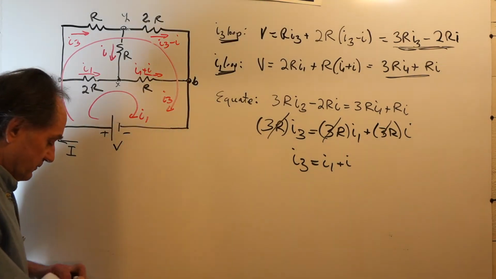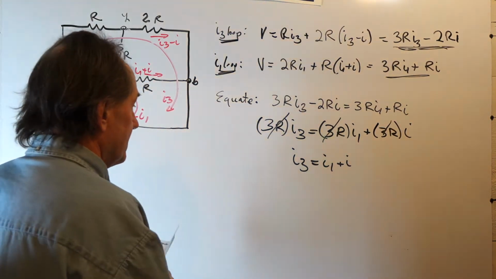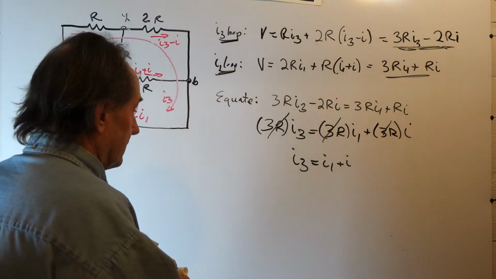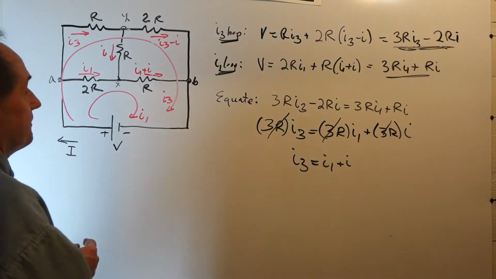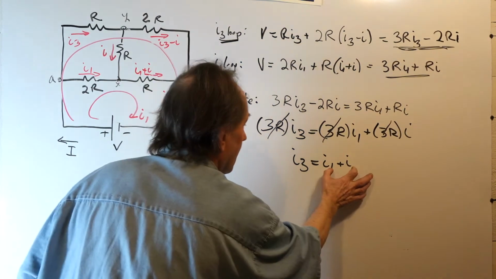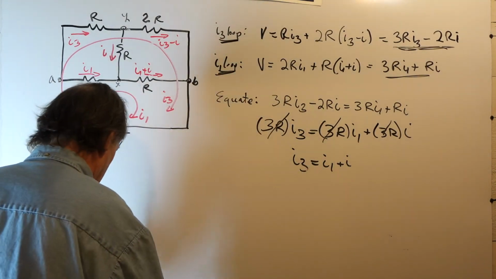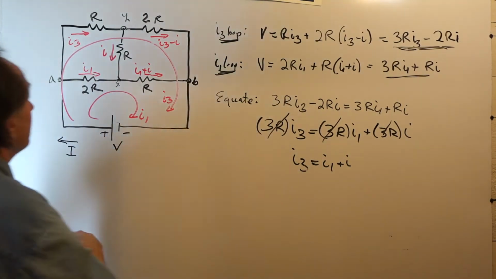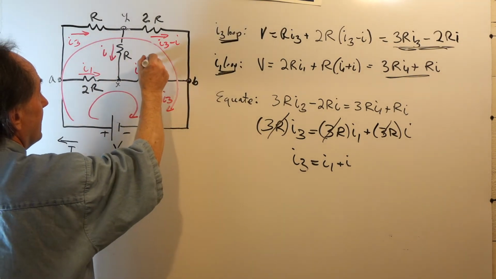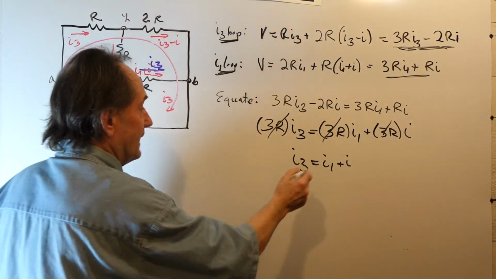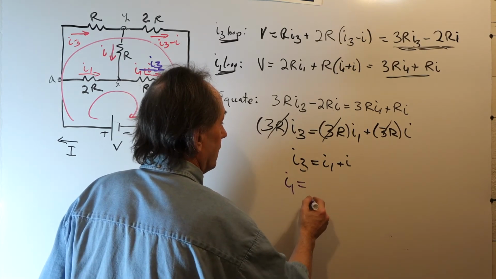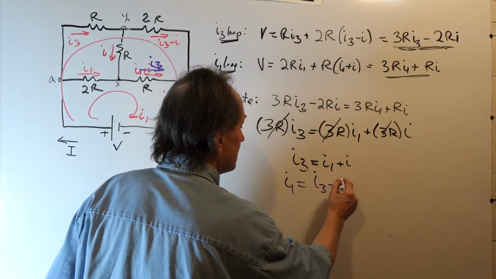Well, this is a profound statement because it tells us that there's symmetry in the network. That is, I1 plus I is equal to I3. It's telling us right off that this current is equal to I3. This is I3. And if we rearrange the equation and solve for I1, I1 is equal to I3 minus I.